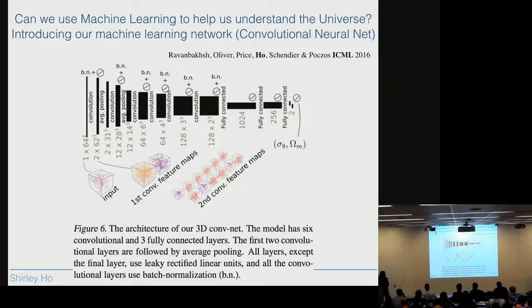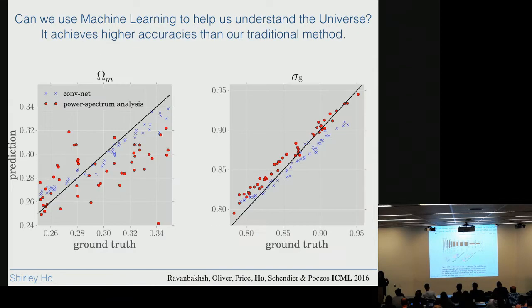Can we just go from cosmological simulations to cosmological parameters with a ConvNet? And we had the first effort to actually make a 3D convolutional net back then. So that's the ICML paper. We realized that it achieved higher accuracies than a traditional method. Siamak Ravanbakhsh is a machine learning faculty at UBC, actually. So in the ground truth versus prediction, you can see that the scatter shrunk quite a bit compared to our traditional method, which is the red dot, which is what I got tenure for.